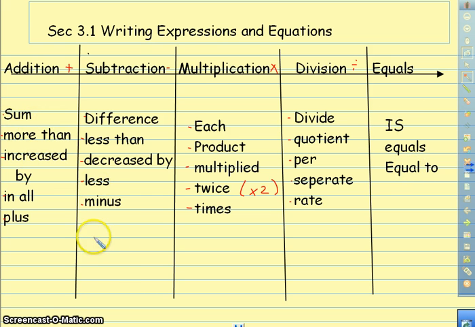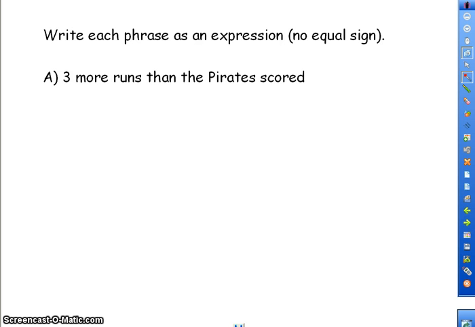So these are your buzzwords you're looking for in order to figure out where you're going to put your operations and where to put your equal sign. As we go through these examples, always feel free to come back to this and look at your chart to figure out your operations.